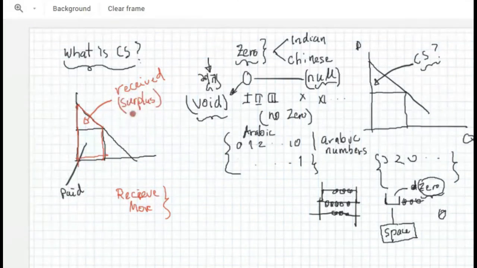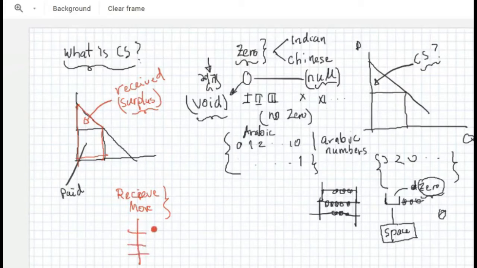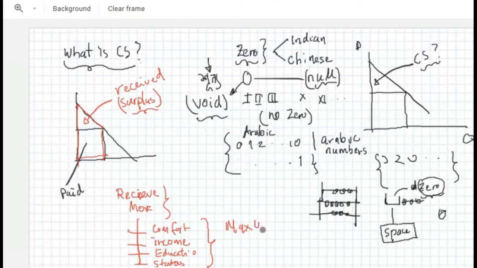So see, the consumer surplus has a very interesting meaning. And the reason I receive more is because it has many things. You thought money, it's not money, it's the satisfaction of my, it is the comfort of my daughter, it is the income that I generate, this is the education of my grandchildren, it is the social status. All these I receive because I purchase electricity. So I have a value of all of them, and that is called my maximum willingness to pay.